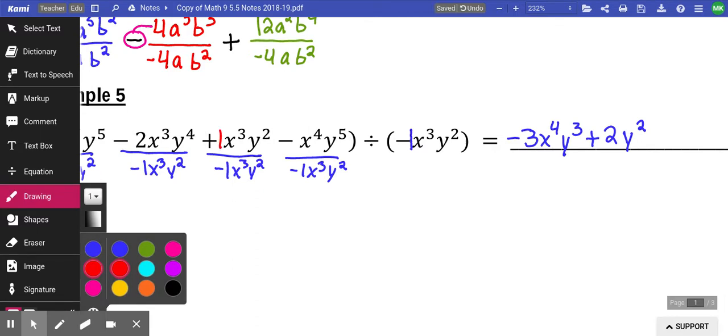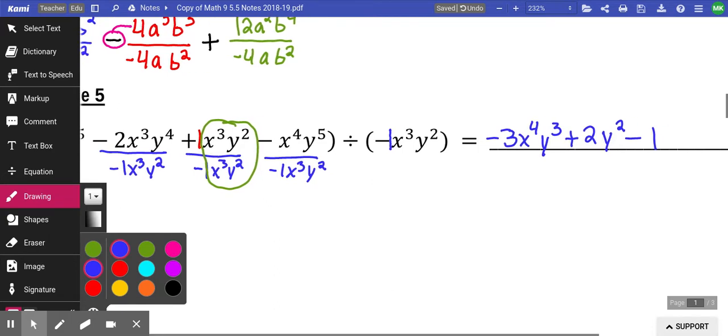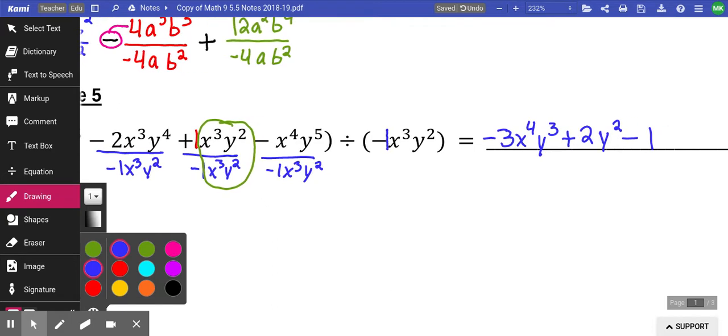If you look at the third term, I have an invisible +1, right? I put it in the red there. +1 divided by -1 would become negative. X cubed y squared divided by x cubed y squared. This is the same thing divided by itself. That equals 1. So you have to have a subtract 1 in there. That's what people probably don't get right. So make sure you have a subtract 1.